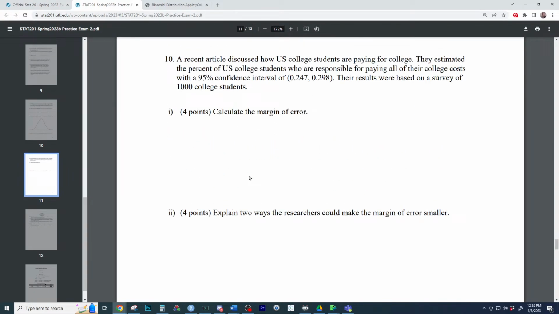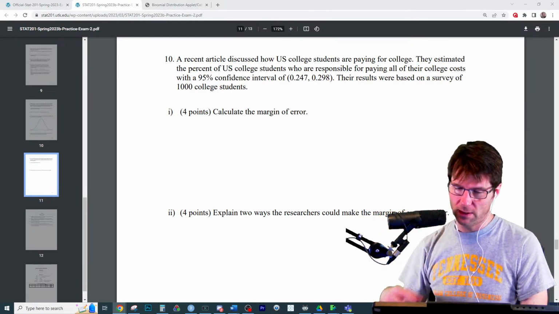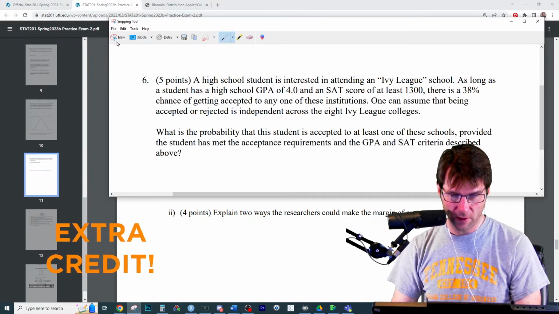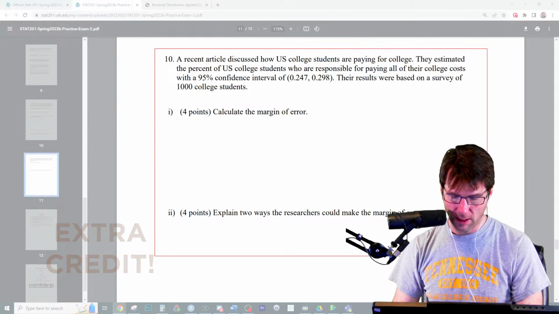Oh, this is margin of error. It shouldn't be. This shouldn't exist. This is not on the test. It's margin of error. It is on test 3. Cassidy, 100 points for mentioning this. So calculate the margin of error. Here, take a look at this, Cassidy. You ready?